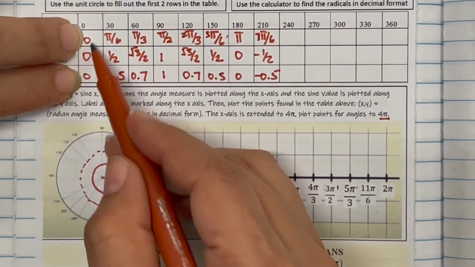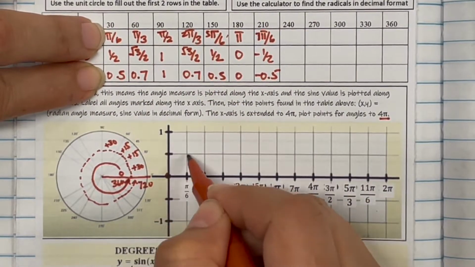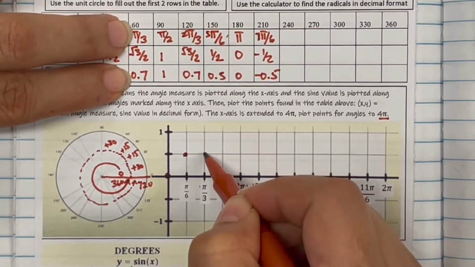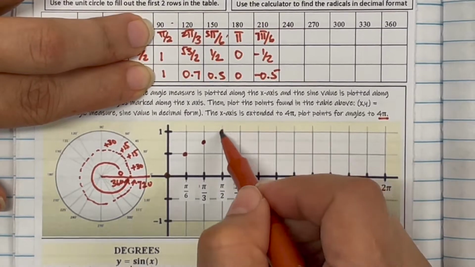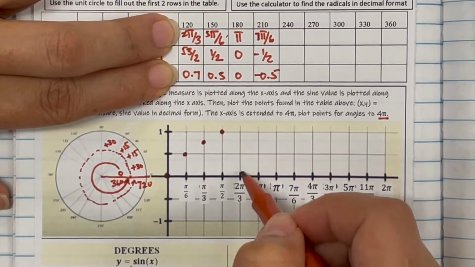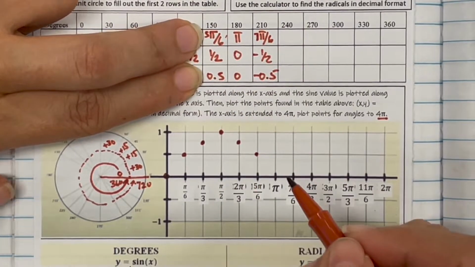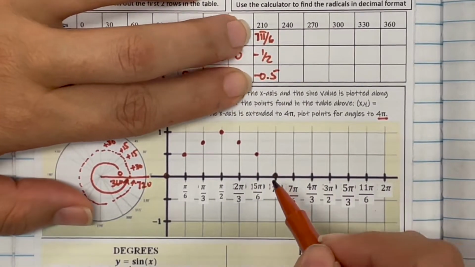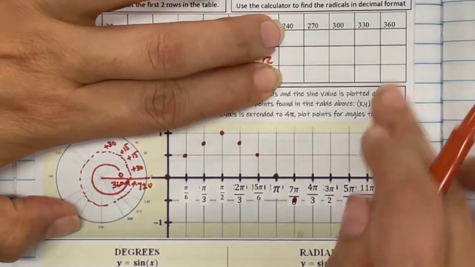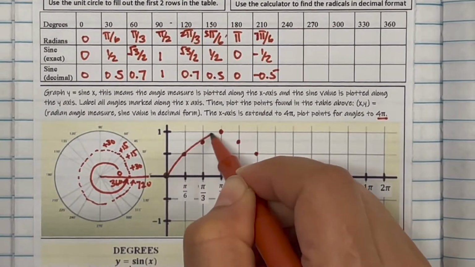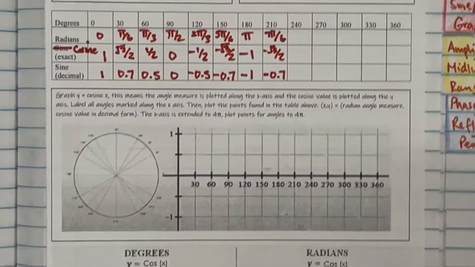So let's plot 0, 0. Pi over 6 goes with 1/2. Pi over 3 goes with 0.7, about there. Pi over 2 goes with 1. So pi over 2, 1. 2 pi over 3, 0.7. 5 pi over 6, 0.5. So I'm just plotting pi, 0. 7 pi over 6, negative. And so negative 0.5 right there. And you're going to finish off the rest of the graph. And then you're going to join all the dots together to see what kind of graph it's going to make. And that's how you plot sine.